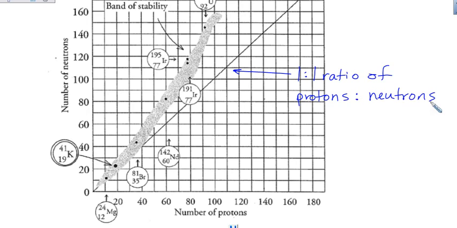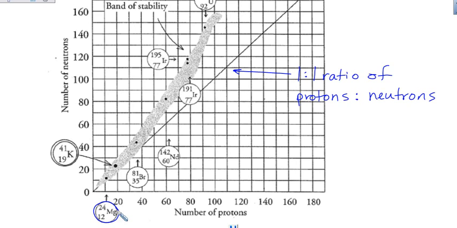Well, way down at the bottom, the smaller atoms really do kind of follow that trend. And look at this little guy down here. Magnesium. Magnesium is element number 12, 12 protons. Its mass is really close to 24.